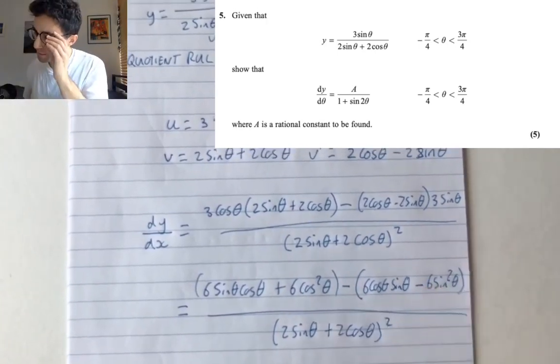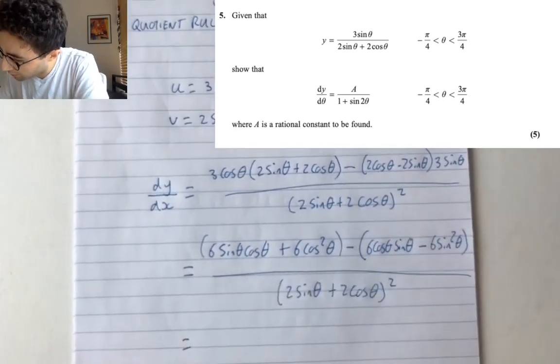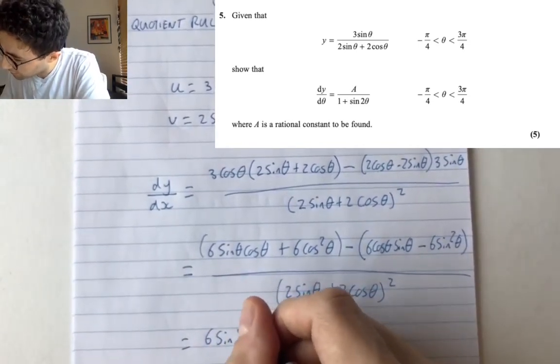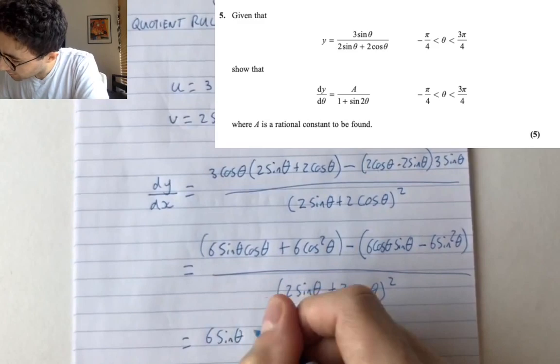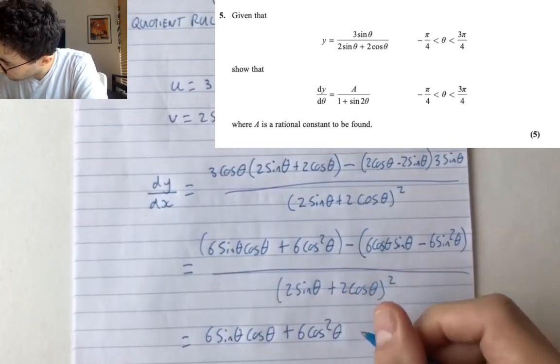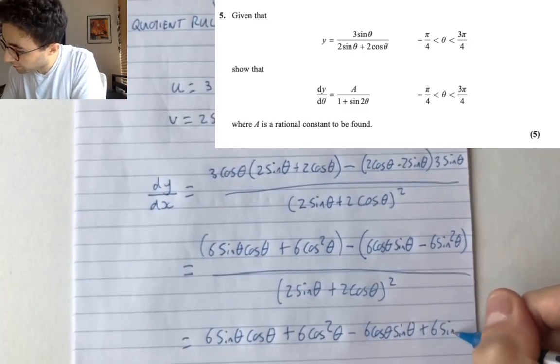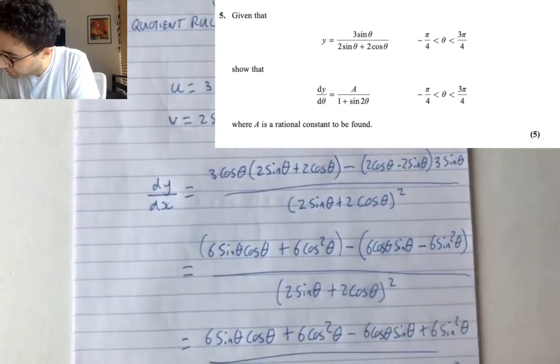Okay. Let's pick things up. Sprint for 30 seconds. There it is: minus minus plus 6 sine squared theta, all over the monstrosity on the bottom.